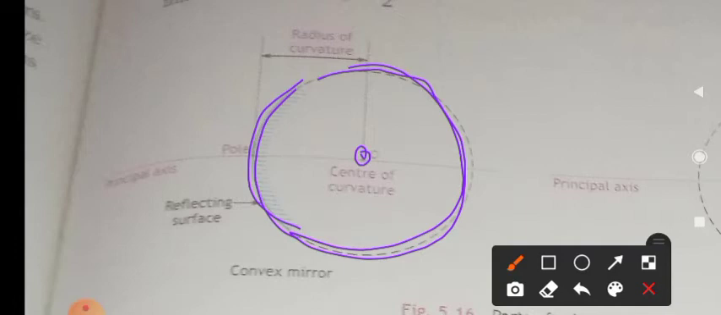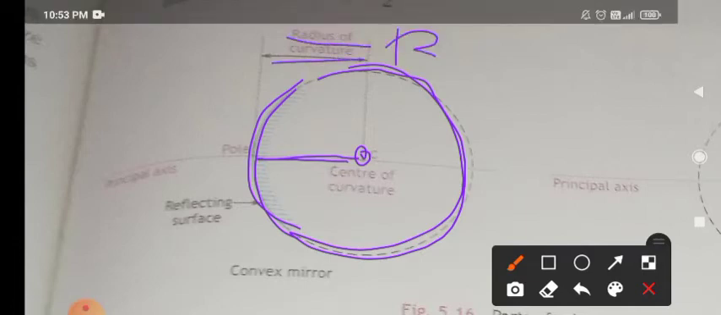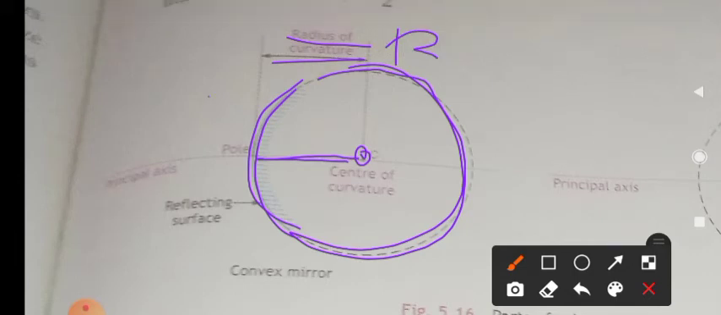And the radius of the imaginary sphere of which the mirror is a part is called the radius of curvature, R. You know the distance between the center of the circle and the circumference is called radius. So here also the radius is called radius of curvature, and it is denoted by R.